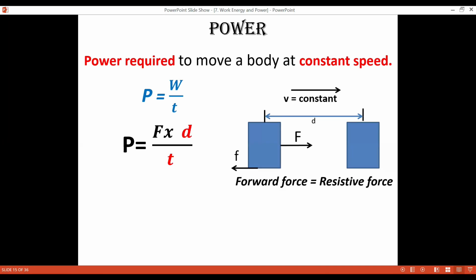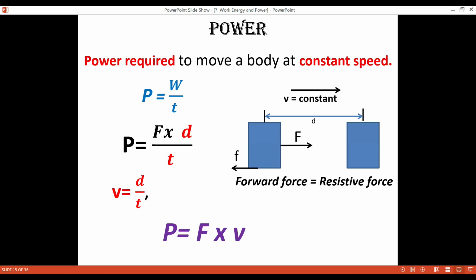That is, you have an object. We have to apply a forward force. There is a backward force. And because of these forces, the object starts to move with a maximum constant velocity. So what forward force is required should be equal to resistive force. And in this case, as the speed is constant, d over t can be replaced by v, and therefore the formula for power becomes F into V.